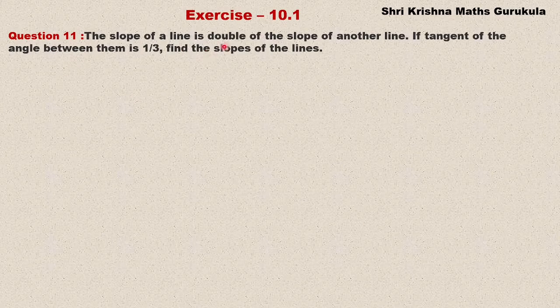The slope of a line is double the slope of another line. We have two lines such that the slope of one line is double the slope of the other line, and one more piece of data is given: the tangent of the angle between them is 1 by 3.